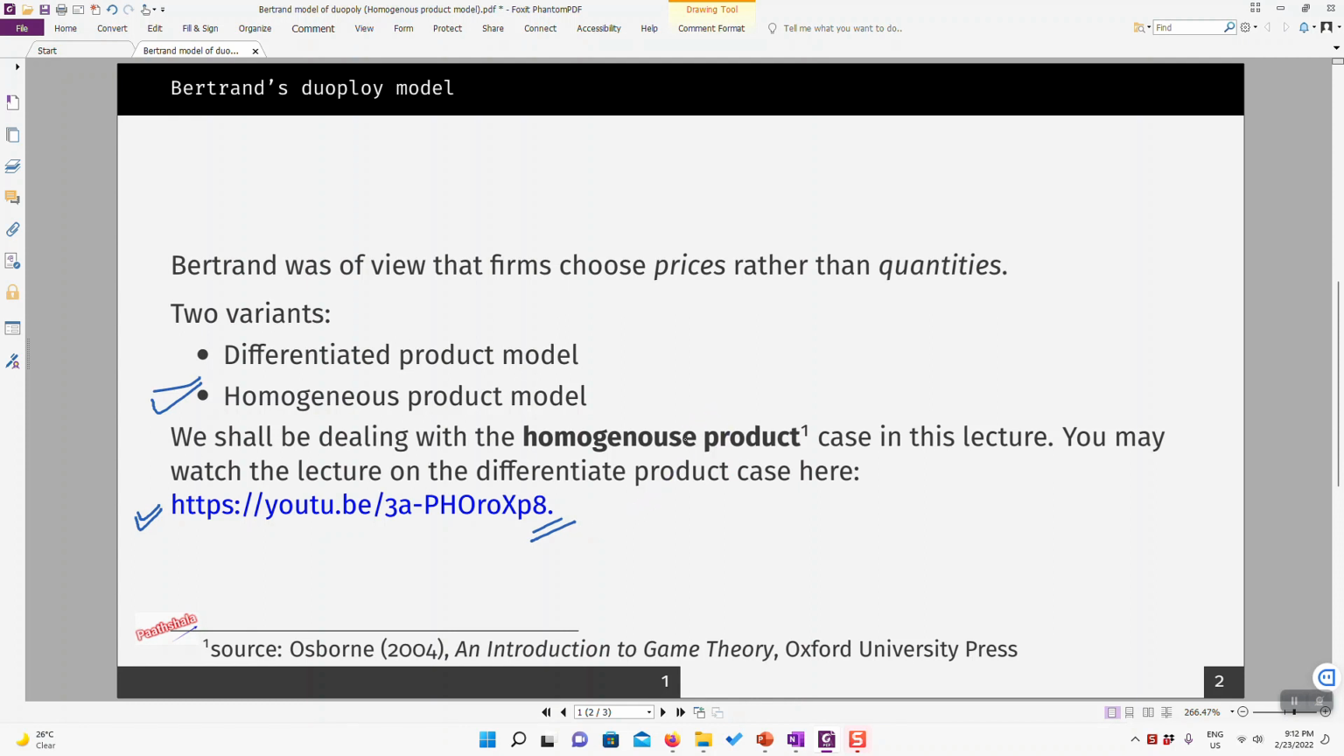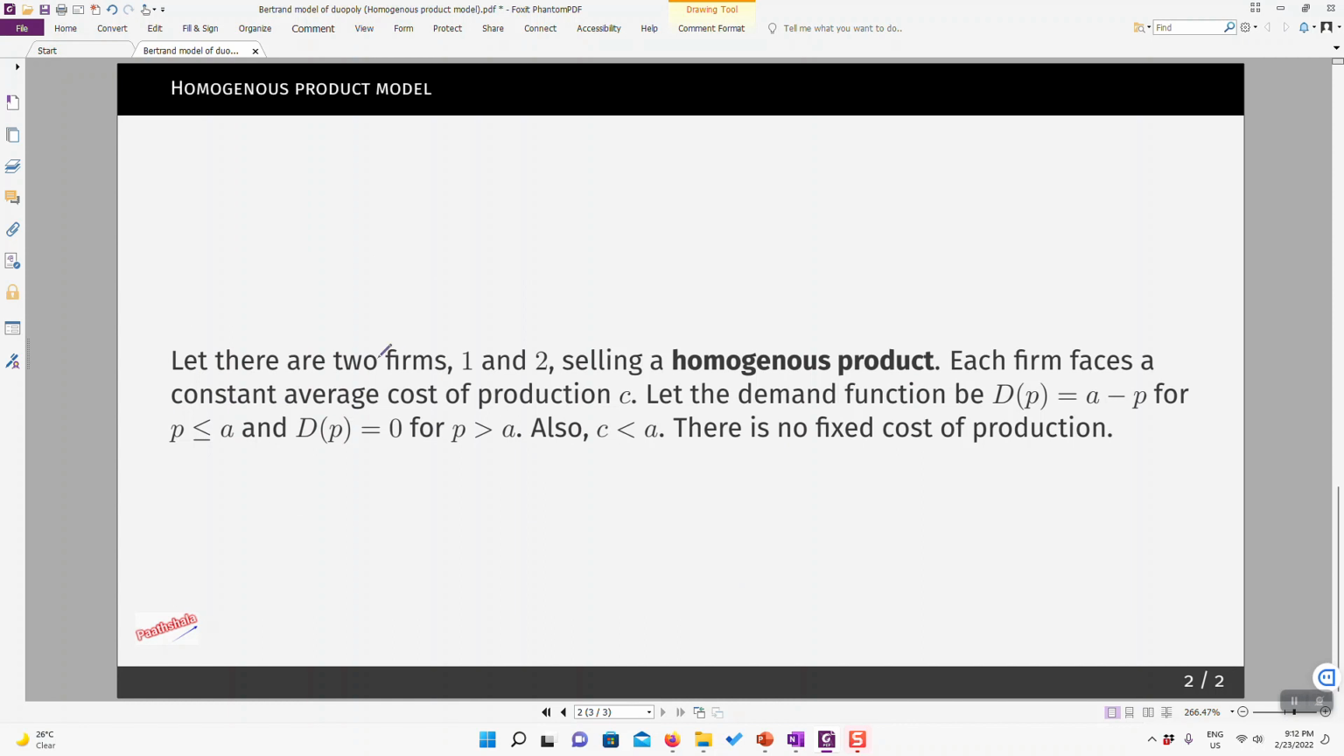For the homogeneous product case, we are going to use Osborne's description as he has given in his book, Introduction to Game Theory. So let's see what the model is about. There are two firms, 1 and 2, or I and J, whatever you want to call it, and they are selling a homogeneous product, let's say white chalk. Each firm faces a constant average cost of production C.